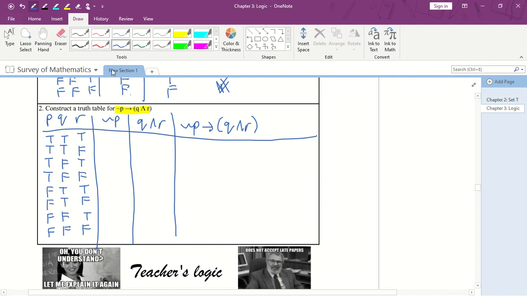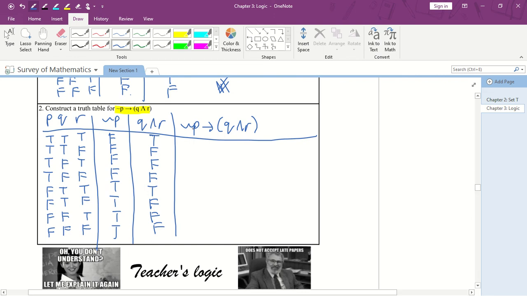So let's try here. Negation P means that I will put everything in opposite. So now we know that there are 4 true, 4 false. So we'll put here 4 false and 4 true. And here says Q and R. This is Q, this is R. So remember Q and R means that I need to have both of it true to make it true. So true true makes it true, true false makes it false, false true makes it false, false false makes it false, true true makes it true, true false makes it false, false true makes it false, and false false makes it false. Okay? Remember, and means that only both true makes it true.